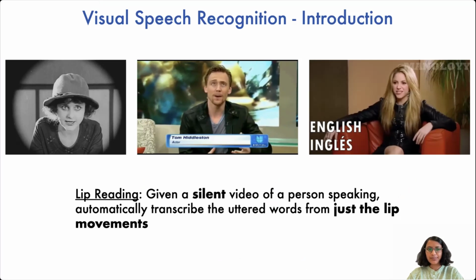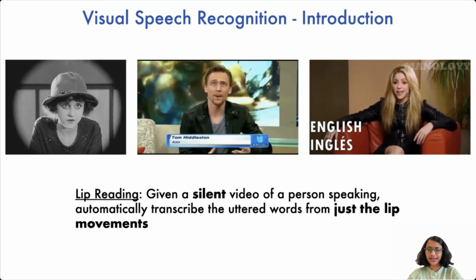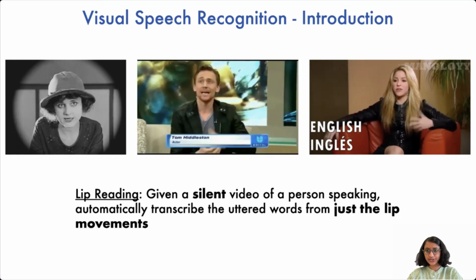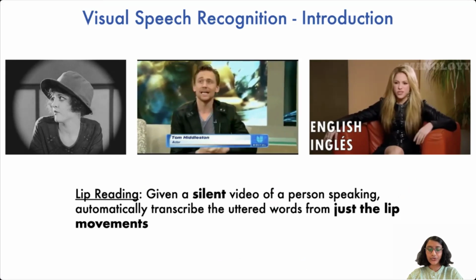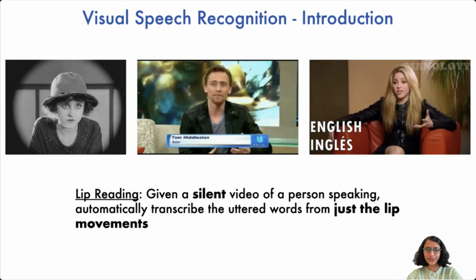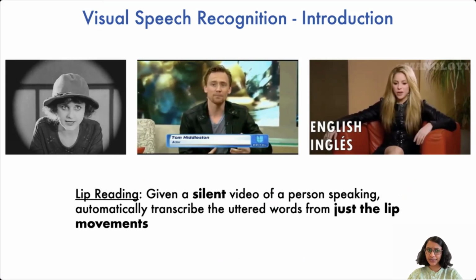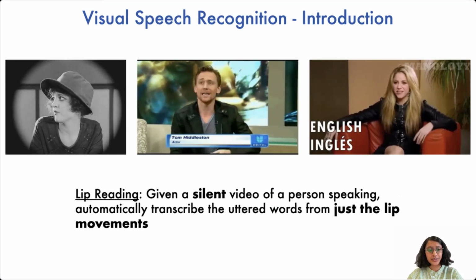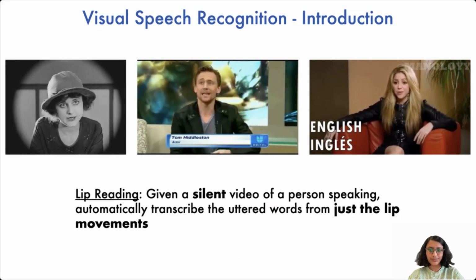Let us begin by first understanding what exactly is the task at hand. In visual speech recognition, also known as lip reading, we will have a silent video of a person speaking given as input. Some of the examples are shown in the slide. Now, the goal is to transcribe what is being spoken in these videos solely from lip movements.